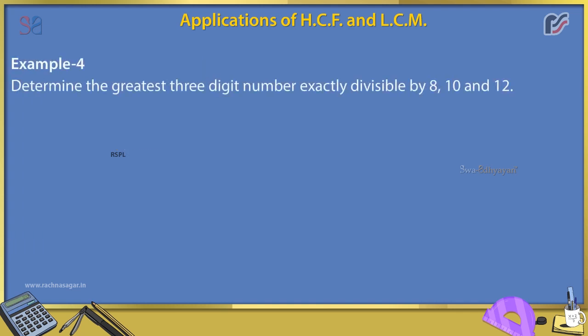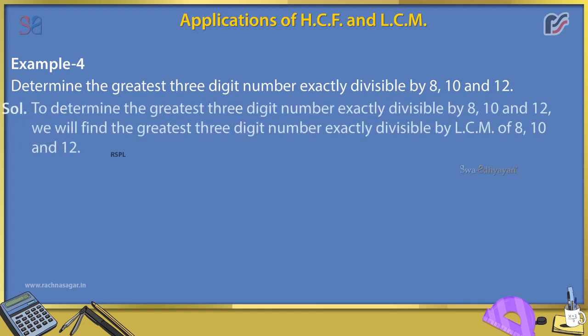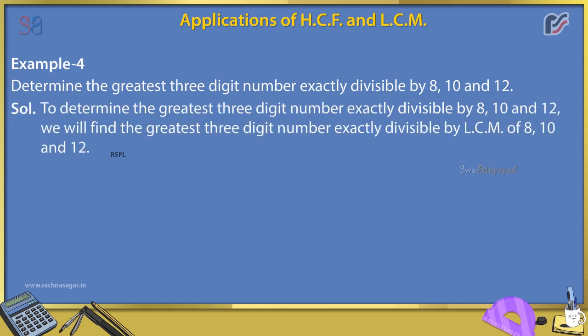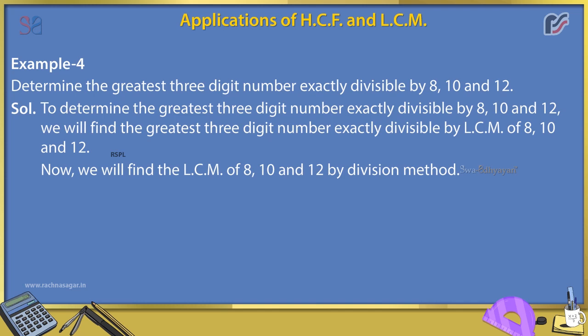Example 4. Determine the greatest three-digit number exactly divisible by 8, 10 and 12. Solution. To determine the greatest three-digit number exactly divisible by 8, 10 and 12, we will find the greatest three-digit number exactly divisible by LCM of 8, 10 and 12. Now we will find the LCM of 8, 10 and 12 by division method.